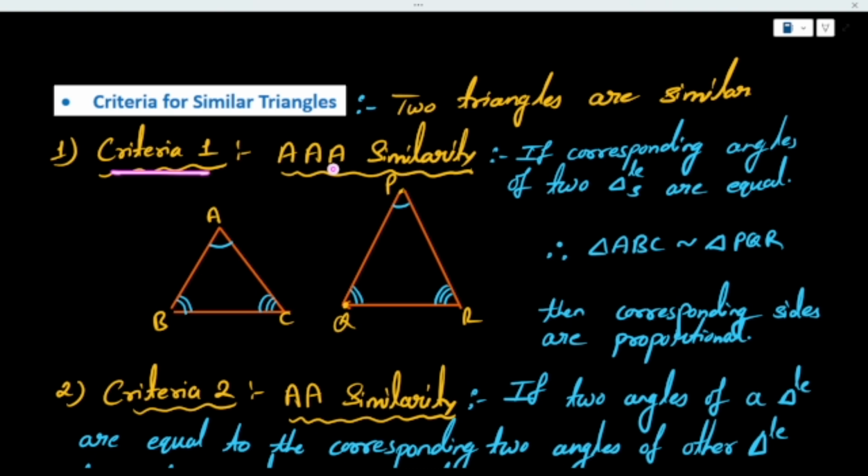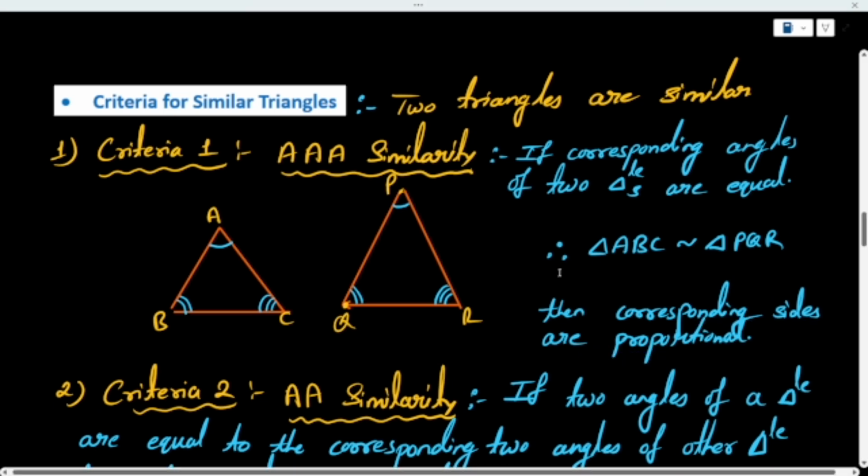So the first criteria is AAA similarity. That means if the corresponding angles of two triangles are equal, like in the figure in triangle ABC and PQR, angle A is equal to angle P, angle B is equal to angle Q, angle C is equal to angle R, then we can say that triangle ABC is similar to PQR. And the moment they are similar, their corresponding sides will be in equal ratio, or they are proportional.